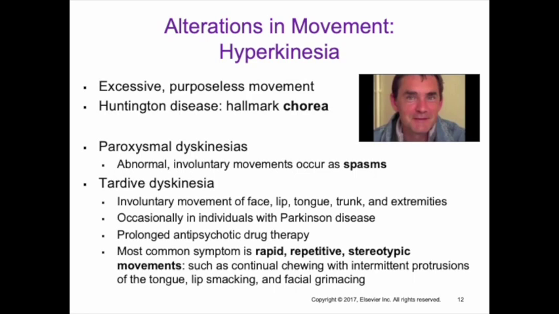Huntington's disease is a nerve cell type damage that will affect the whole brain, and certain areas are more vulnerable than other areas of the brain. We'll be talking more about Huntington's specifically in a moment.